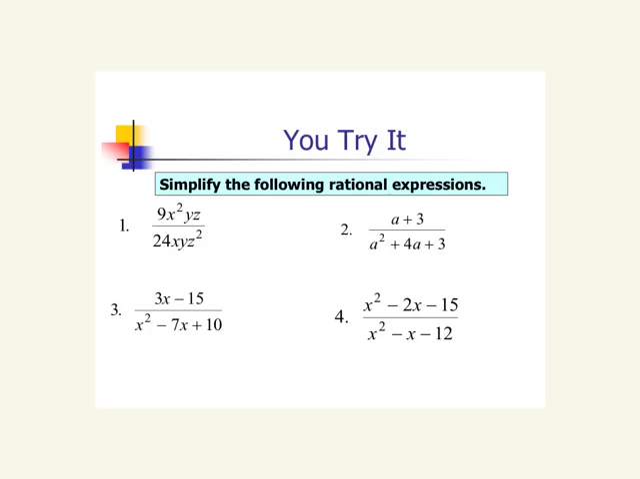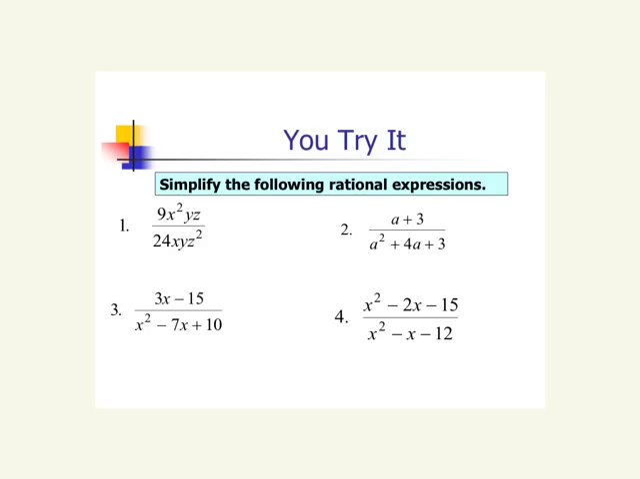Here are some problems for you to try. Now, I'm going to go ahead and work these anyway, but if you look at number 1, first of all, if I look at the numerator and the denominator, they're both just monomials. So this is something we did way back in Chapter 8. And we just divide out common factors.